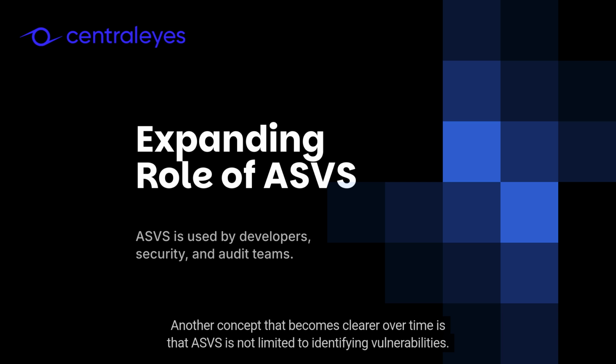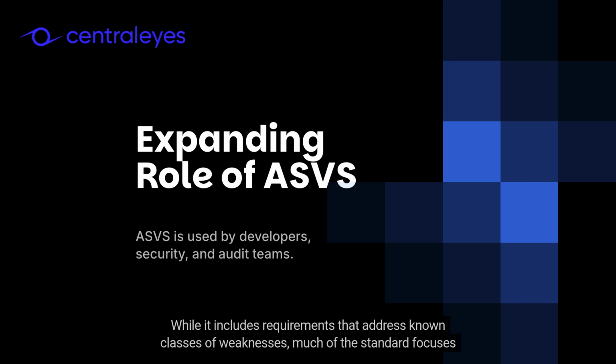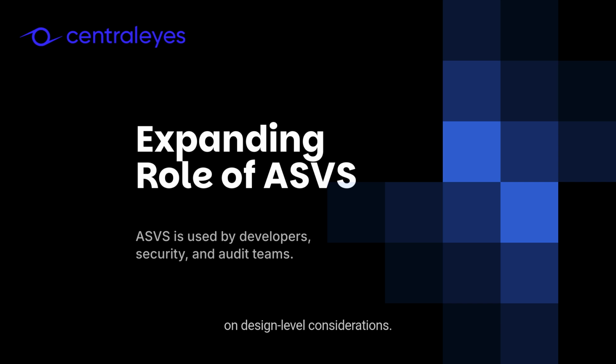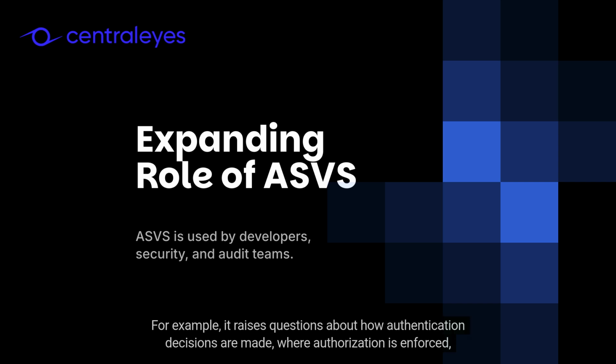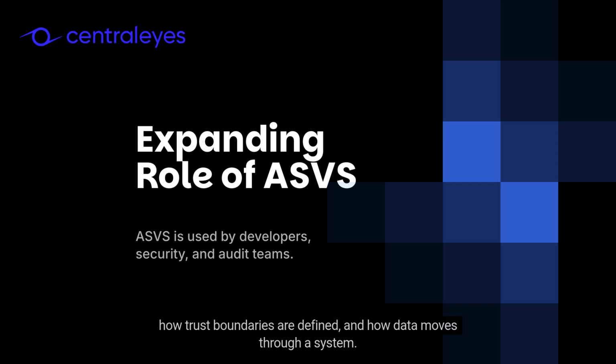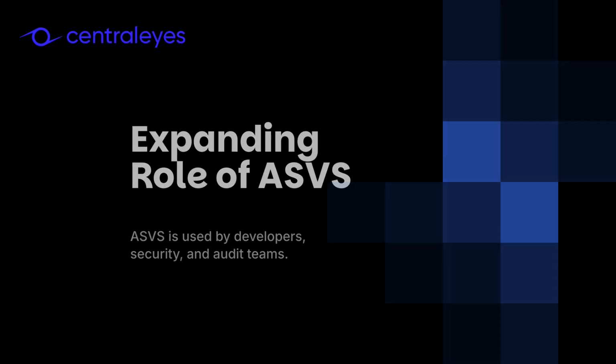Another concept that becomes clearer over time is that ASVS is not limited to identifying vulnerabilities. While it includes requirements that address known classes of weaknesses, much of the standard focuses on design-level considerations. For example, it raises questions about how authentication decisions are made, where authorization is enforced, how trust boundaries are defined, and how data moves through a system.